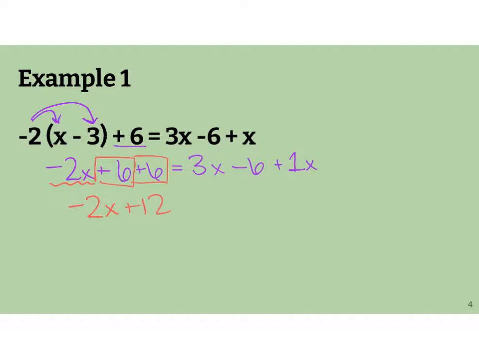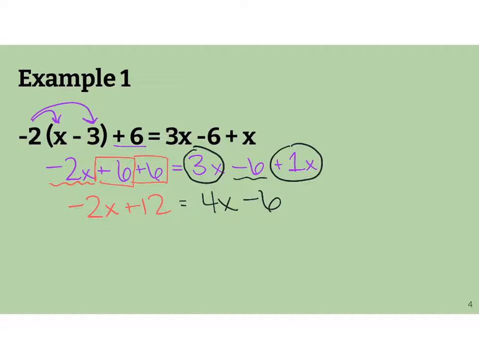On the other side of the equation, I have x's to combine. So I have a 3x and I have a +1x. Together that makes 4x, and then I bring down my -6. Okay, that's step 2. I combined my like terms.